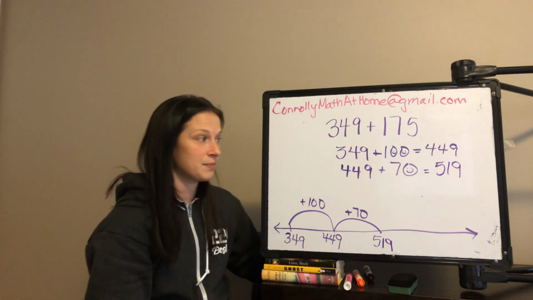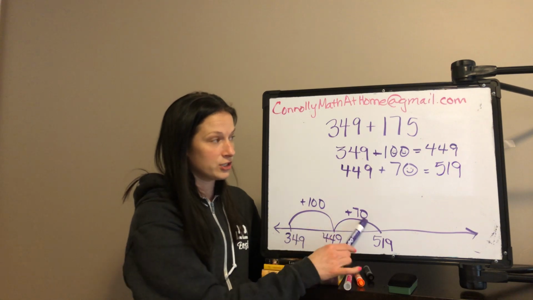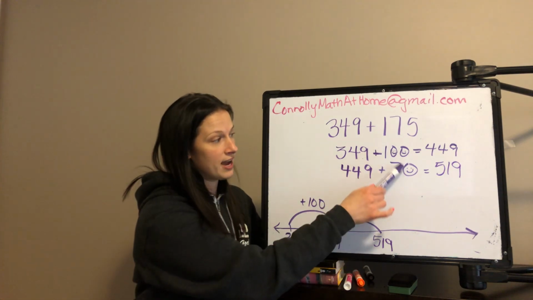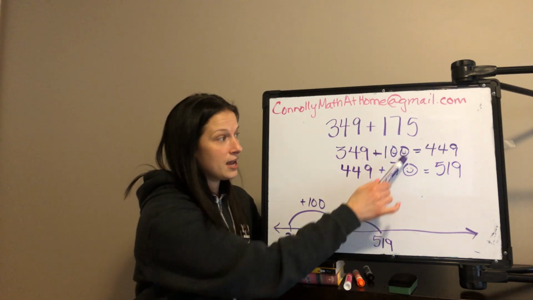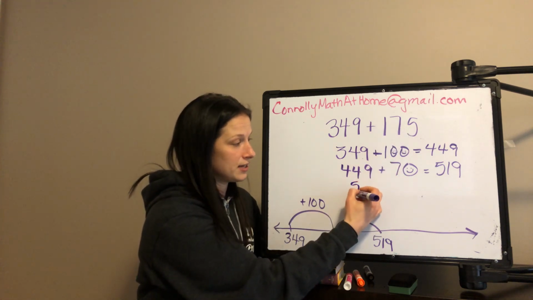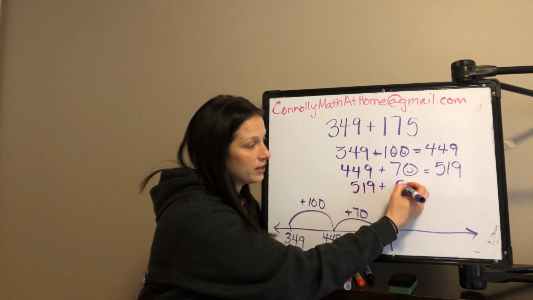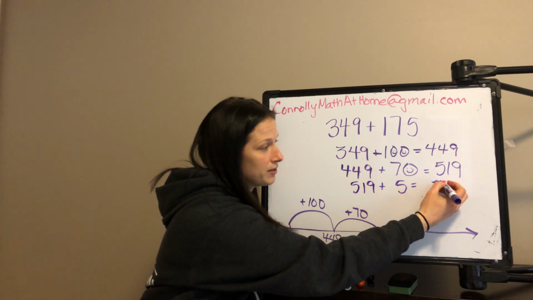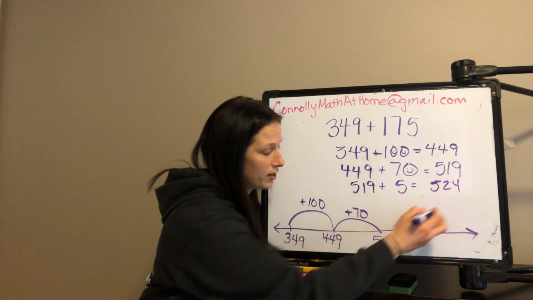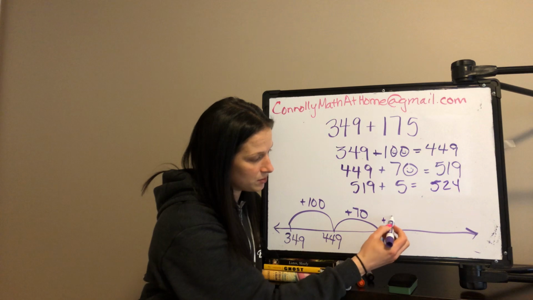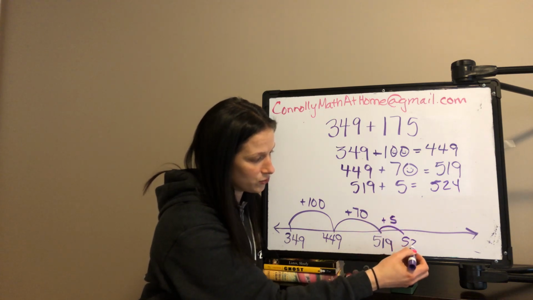And then the last step that we have to add, you see we've added 170 so far. We have 5 more to add. So we're going to take 519. We're going to think about adding 5 more so that we get to 524. If we were showing it on the number line, it would just be a little jump here, 524.